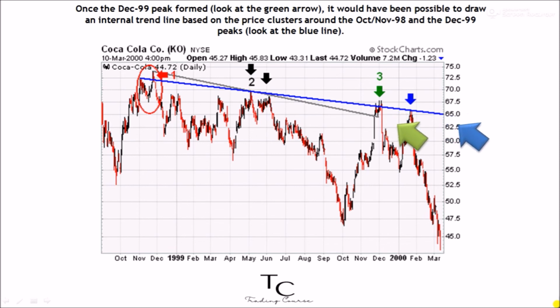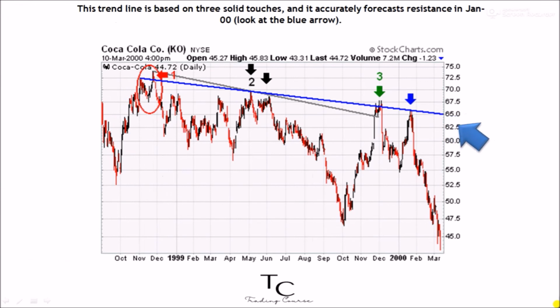Look at the blue line. This trend line is based on 3 solid touches, and it accurately forecasts resistance in January 2000. Look at the blue arrow.